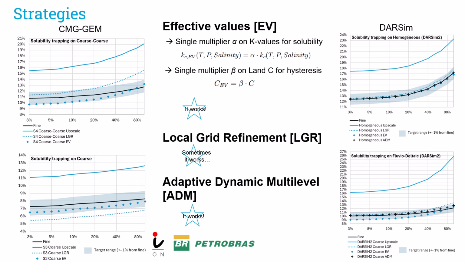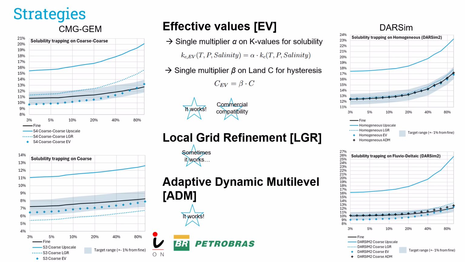In terms of effectiveness, you can see that effective values and ADM work right. So we can every time put it inside the expected range. Unfortunately, local grid refinement got mixed results. Sometimes we cannot make the curve inside the target range, sometimes from above and sometimes from below. So it's kind of difficult to rely on local grid refinement without a lot of work.